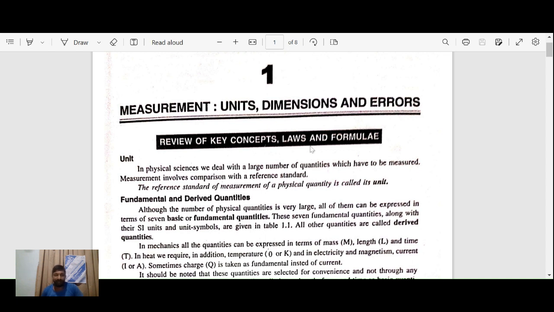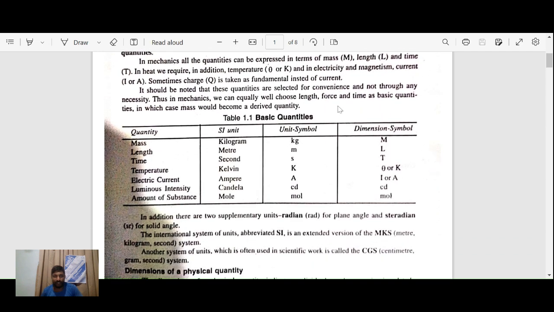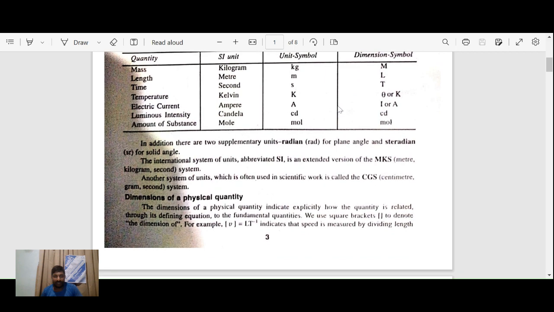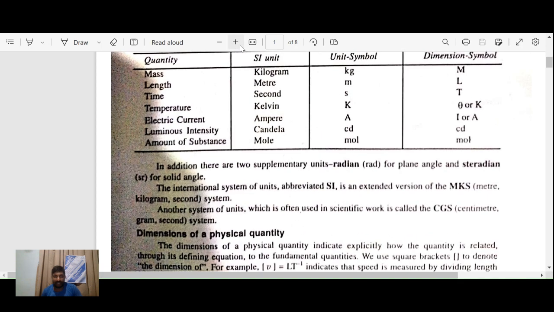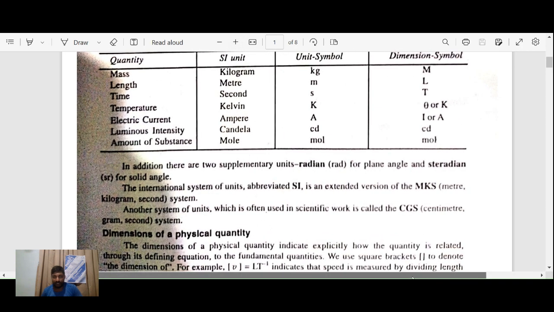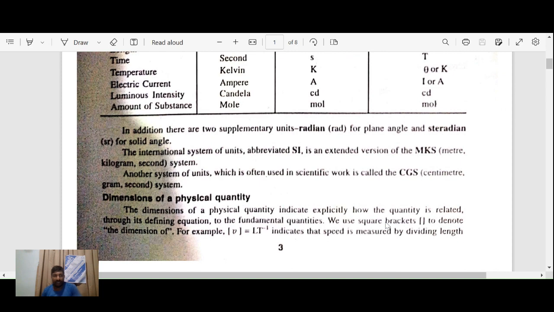Second part of my lecture is about the dimensions. As I promised you, I'm going to explain the dimension. Here, the dimension of a physical quantity is very important. The dimension of the physical quantity can be explained like this.